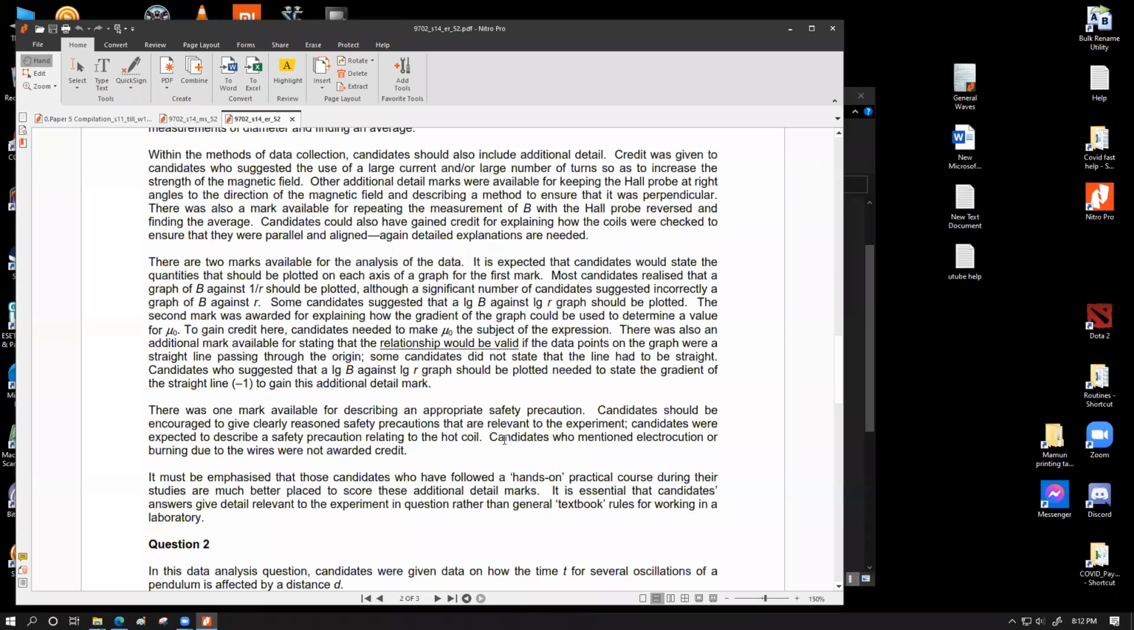So they said the candidates who mentioned electrocution or burning due to the wires were not credited. So burning was also not credited. I actually mentioned this burning part for my safety precaution, but as far as the examiners are recommending, burning is also not acceptable. They are only proposing that the heat generated in the coil would only pose a problem to the effective data obtained from the experiment. So burning in this case is also not allowed, but okay, you can live with that.